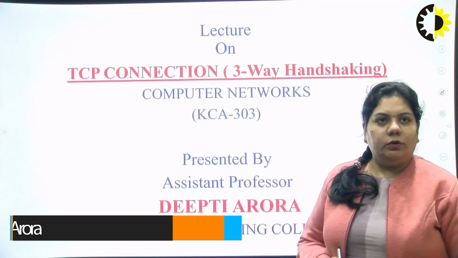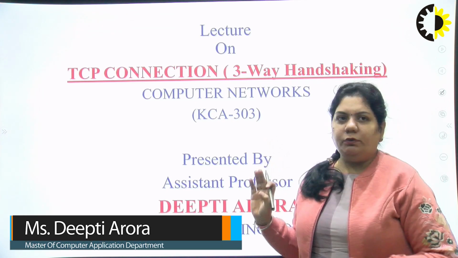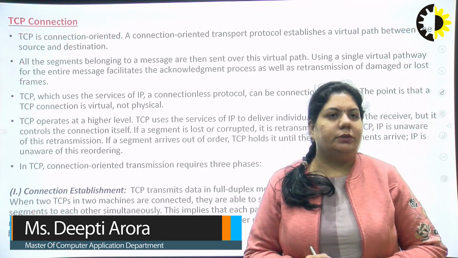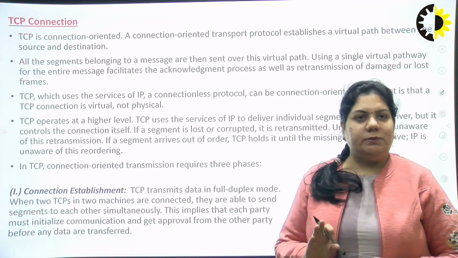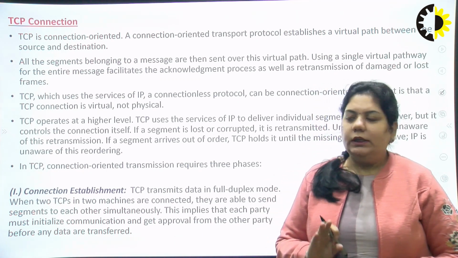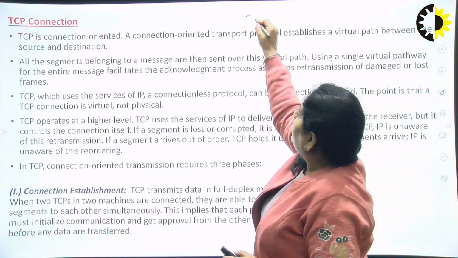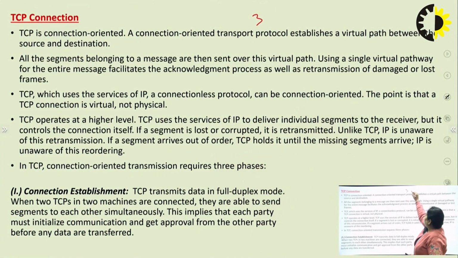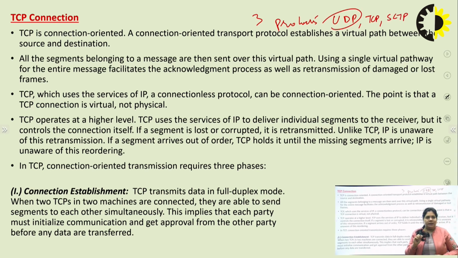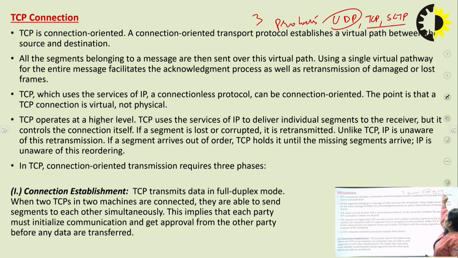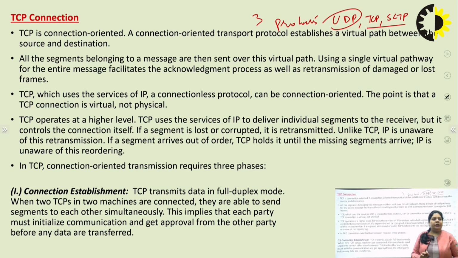Today we are talking about TCP connection, that is three-way handshaking. We have studied protocols earlier, that is the UDP protocol, TCP protocol and SCTP protocol. Three protocols are used in transport layer. One is UDP, next one is TCP and third one is SCTP. UDP is totally connectionless protocol, while TCP and SCTP both are connection-oriented protocol.